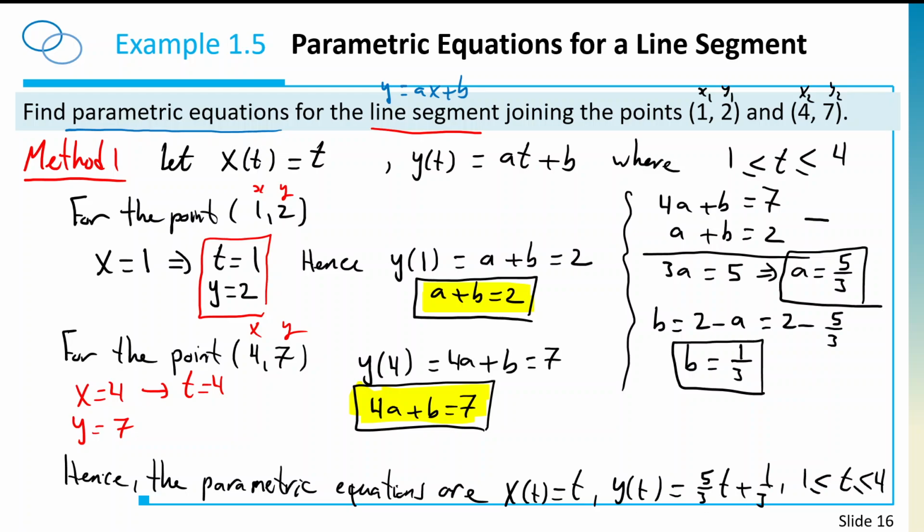So this is the first solution. I told you there's more than one. This is an easy one. I just assume x equals t. It's linear, so y equals at plus b. Another way we can do it is method number 2.